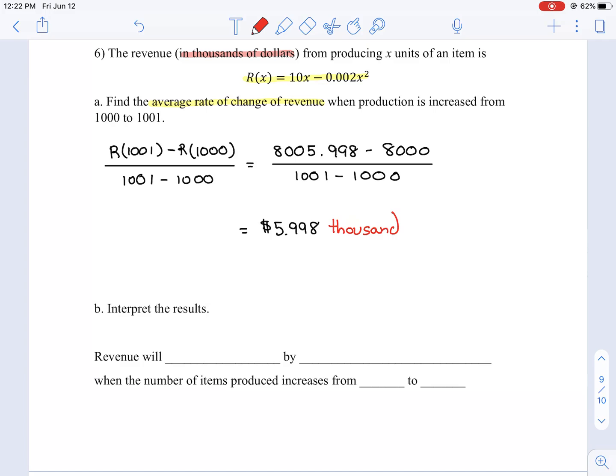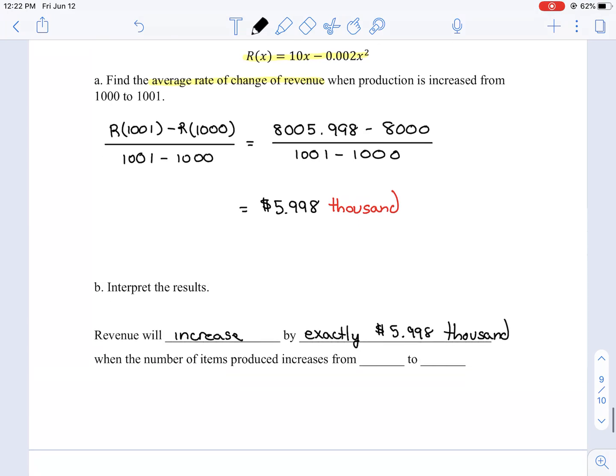So what does this number mean? Well, this number means that revenue will increase by exactly $5,998 when the number of items produced increases from 1,000 to 1,001. Now we can use the word exactly because in this case we're given 2 points to compare. So when we interpret the number 5.998, that is an exact increase and not an approximate increase.